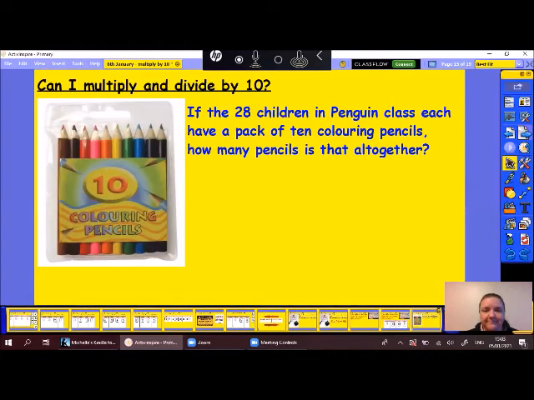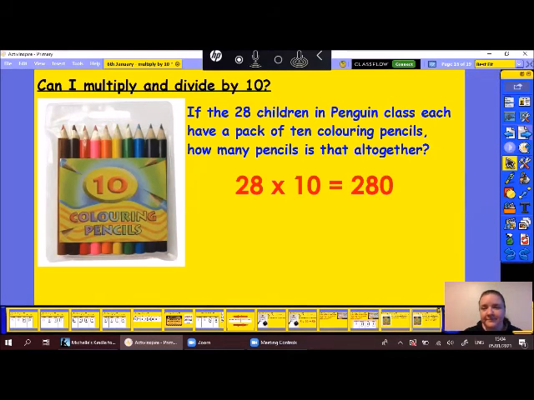Okay, last one for today. If the 28 children in Penguin class all have a pack of 10 colouring pencils, how many pencils is that altogether? So we've got 28 children, they've got 10 pencils each. So we're going to need to multiply that to find out how many pencils we've got altogether. Pause the video to work out the answer. Right, there we go. 28 times 10, 280, because the 28 has shifted up to put a 0 in that gap.